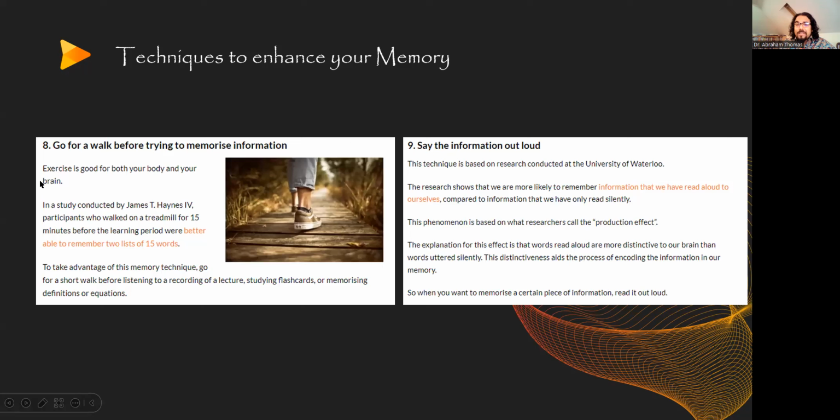Next, other techniques, going for a walk before trying to memorize information. Of course, we know exercise has an amazing effect on the brain in a positive way. Saying the information out loud can be a really, really effective technique. Information that we have read aloud to ourselves compared to information we only read silently makes a huge difference. And again, this might not be easy in a quiet library, but when we're rehearsing and recalling our information, it's quite effective to do this out loud.